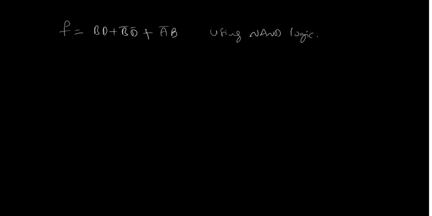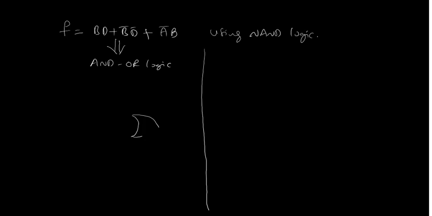The procedure is, you can do in two ways. The one way is very straightforward. First, implement this particular expression with the help of AND OR logic. Then you can use the logic gate conversions to convert this AND OR logic to NAND logic. So for that I am using normal AND OR logic.